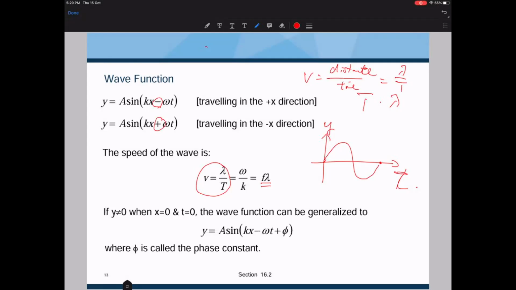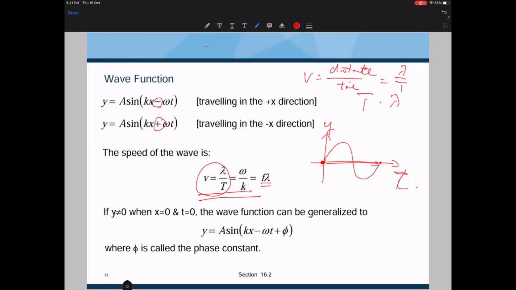Because after one oscillation, for example, the zero point of the wave would be moving over a distance that is equal to one wavelength. So that is why you would have this equation.